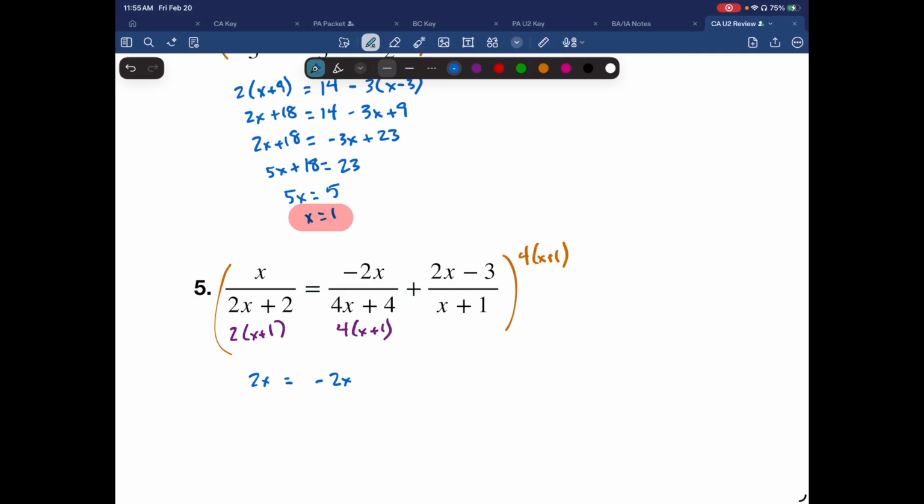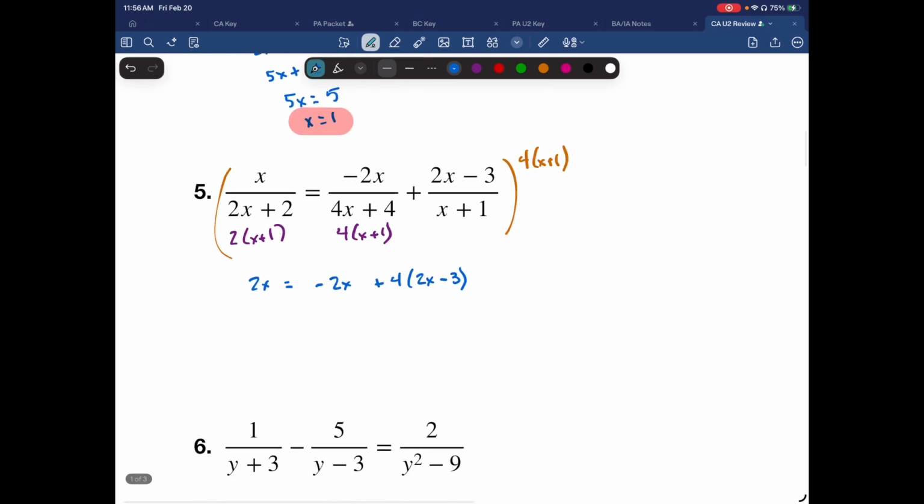And then the x plus 1s are going to cancel, so I'm just left with 4 times 2x minus 3. Now, you could do the 4 and go ahead and distribute, all right, but you don't want to do too many things at once, because that's how errors come into play. Okay, so let's distribute that now and clean it up.